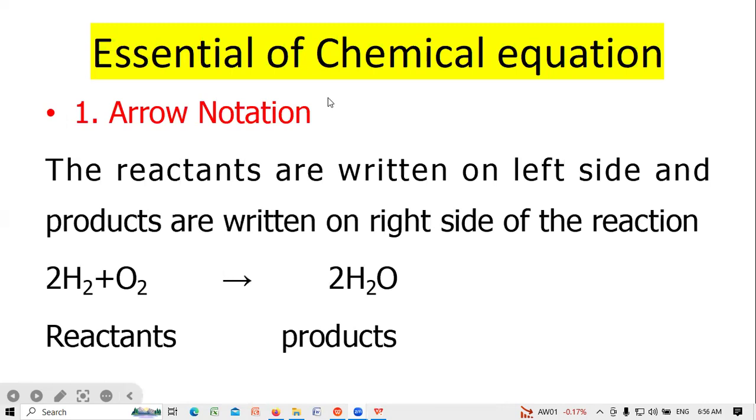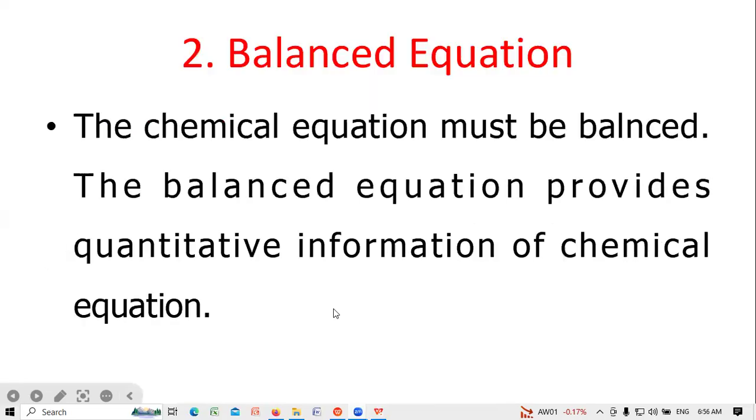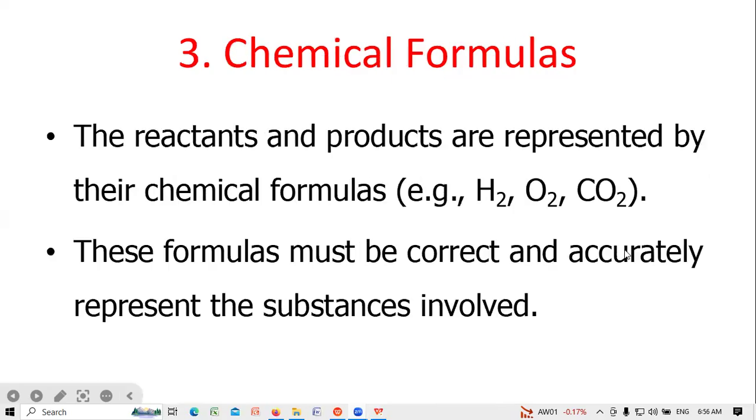Essentials of the chemical equation: in arrow notation, the reactants are written on the left side and the products are written on the right side of the reaction. For example, H2 plus O2 gives H2O, reactants and products. A balanced equation: the chemical equation must be balanced. The balanced equation provides the quantitative information of the chemical equation.